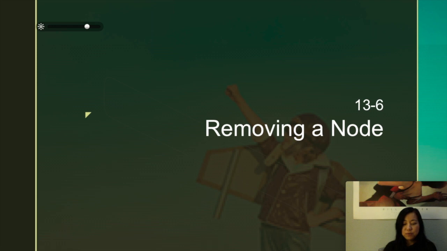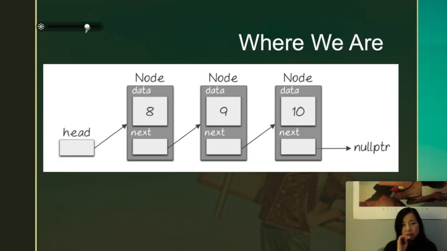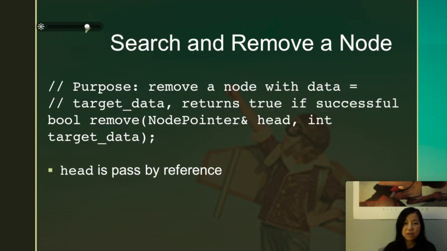So we are going to remove a node from a linked list. Let's say we start from here, 8, 9, 10, easier to manage. We are going to remove one of the nodes. Of course, we have to take care of all cases, right? So the function will return true if it can find the target data and was able to remove it. Otherwise, it will return false. And head is passed by reference.